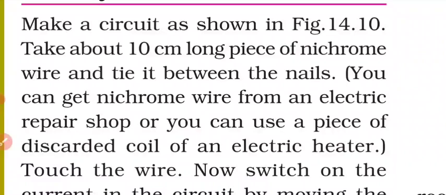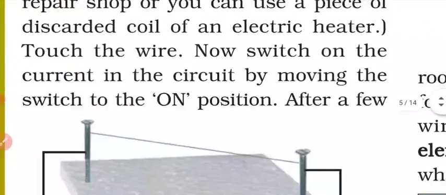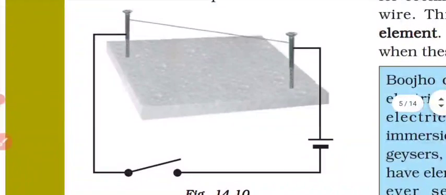First of all, we take an electric circuit like this, and instead of the bulb, we attach the nichrome wire. Whenever we pass the electric current, what will happen? It will start heating up. Once the circuit is switched on, we touch it, and after that we switch off the circuit and touch it again.